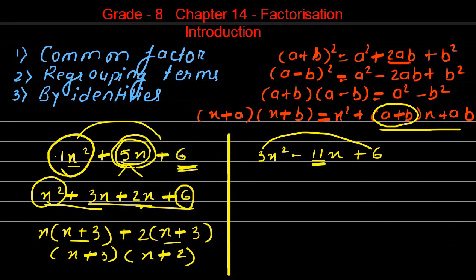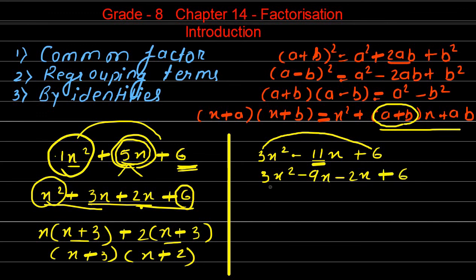Okay, so I'll write 3x square as it is. I'll write 11 because the minus sign is there, and our factors are 9x and 2x, and since the minus sign is there, I have to write minus 9x minus 2x, because minus minus makes it plus. So minus 9x minus 2x makes it minus 11x, and 6 as it is.